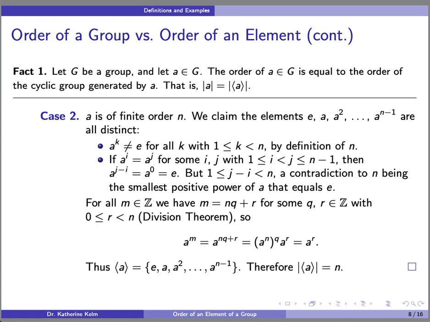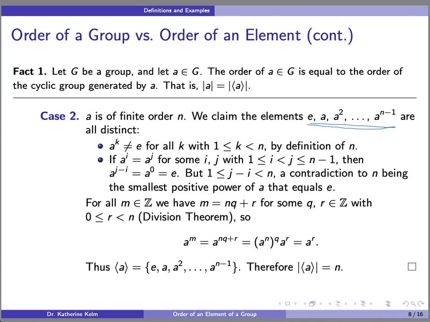Now, what if there is a repetition in the middle of this list? If A to the I is equal to A to the J for some I and J between 1 and n minus 1, without loss of generality I being less than J, then A to the J minus I would be equal to A to the 0, which would be E. But J minus I is a positive integer strictly less than n, which would contradict n being the smallest positive power of A that equals E. Therefore, our list has no repetitions.